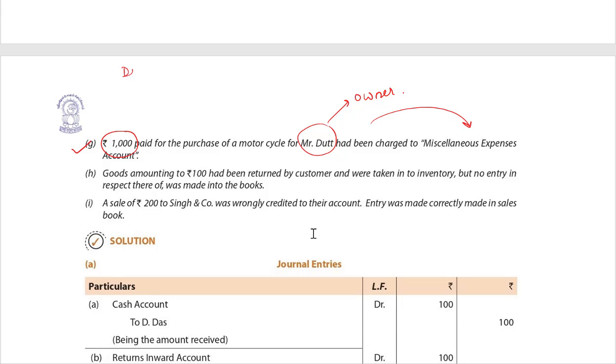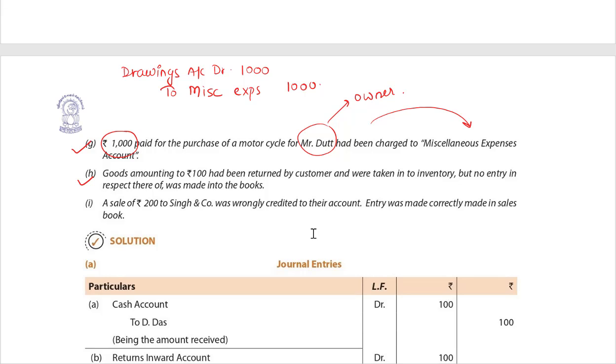So the entry would be drawings account debited 1,000. But by mistake we have debited what? Miscellaneous expenses. So we will credit miscellaneous expenses over here. That is 1,000.